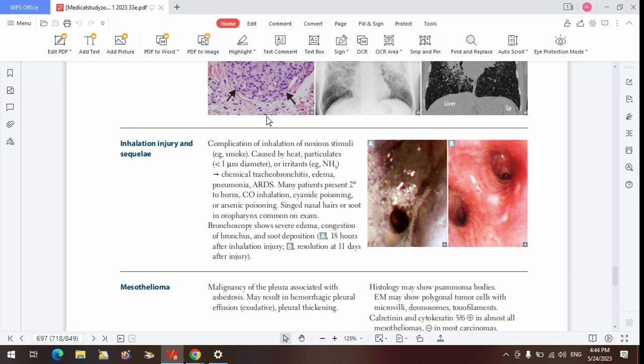All right, thank you. So inhalation injury is a complication of inhalation of smoke. Smoke contains so many things: particulate matter, irritants, and noxious gases like carbon monoxide, cyanide, arsenate, sulfur dioxide, so many of them. From the heat of smoke, they can get burns.